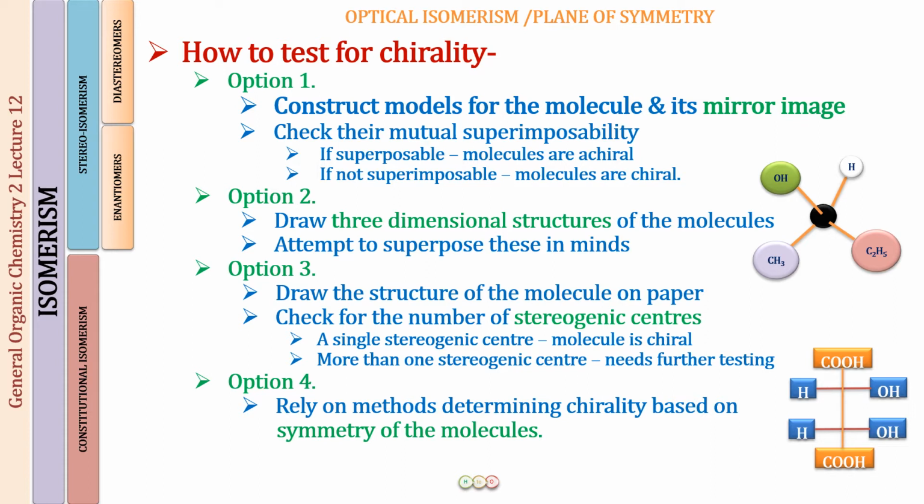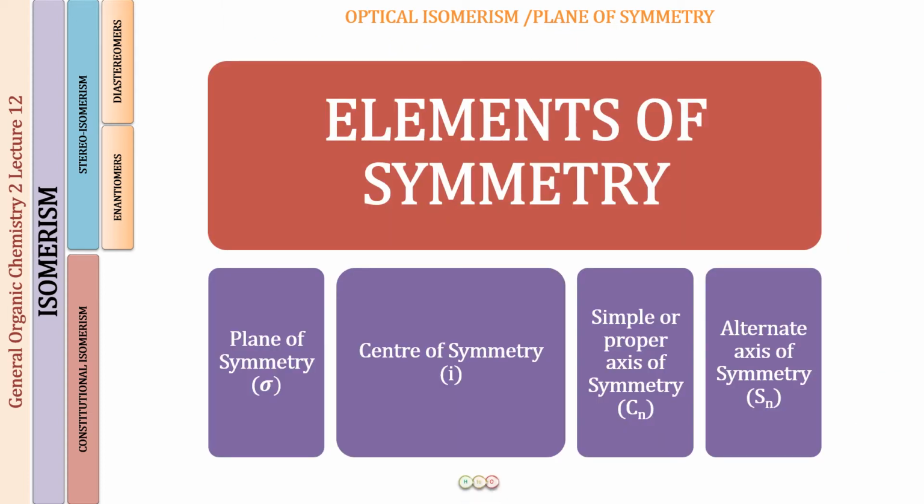So in this lecture, what do we learn? We are going to learn how to find out about the symmetry of molecules. Let us learn about these elements of symmetry. There are 4 elements: plane of symmetry, which we denote by sigma; center of symmetry, which we denote by i; simple or proper axis of symmetry, which we can even simply call axis of symmetry, denoted by Cn; and alternate axis of symmetry, that is Sn. These are the 4 elements of symmetry which we will be discussing.